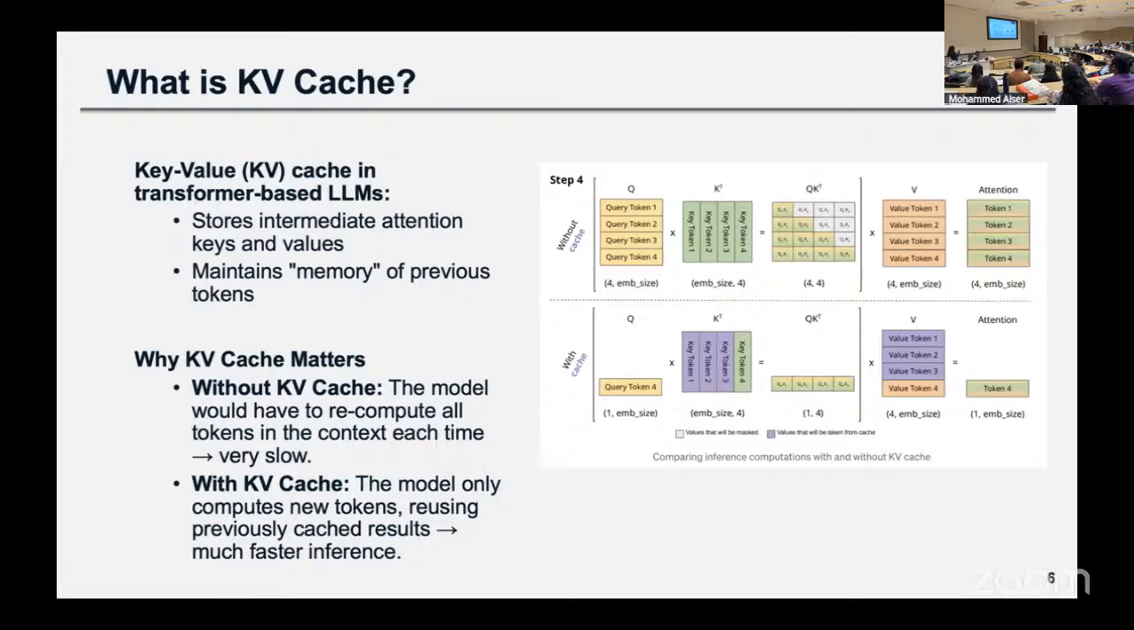Whereas with KV cache, you can see that whenever you need to process the new token 4, it does not recompute all the previous tokens again. Instead, it uses the already stored key and value vectors in the purple color boxes, you can see, right? It uses already stored values and gives us the output. It saves us so much time, and it also helps us manage the memory very efficiently.